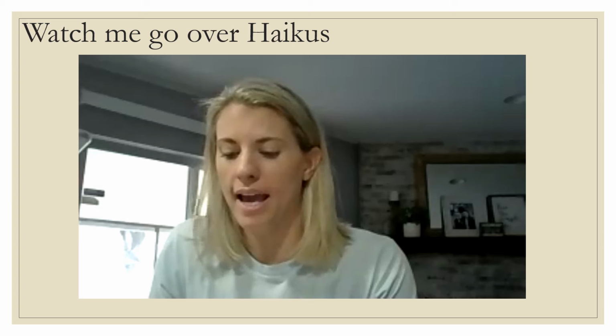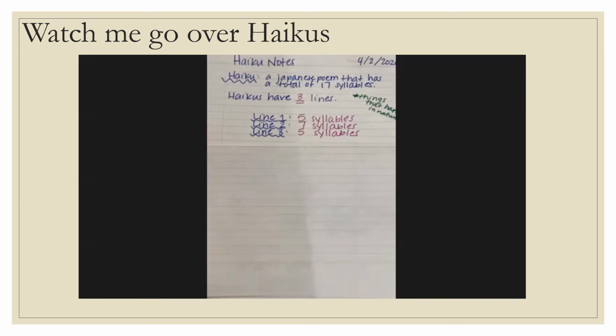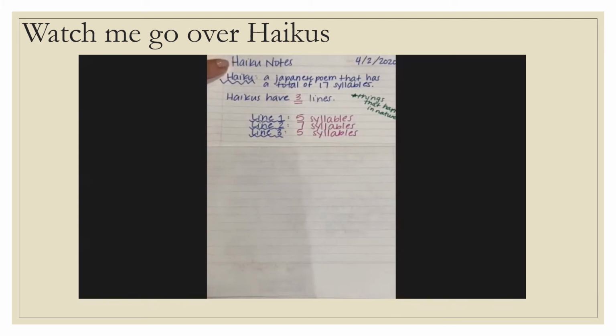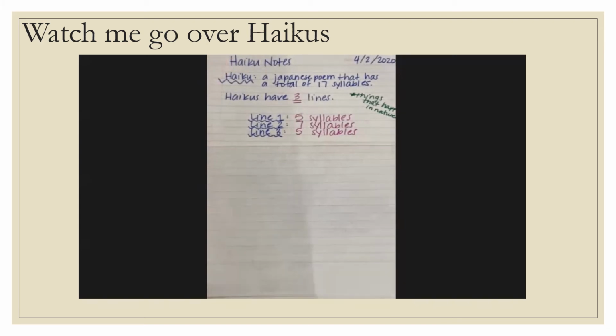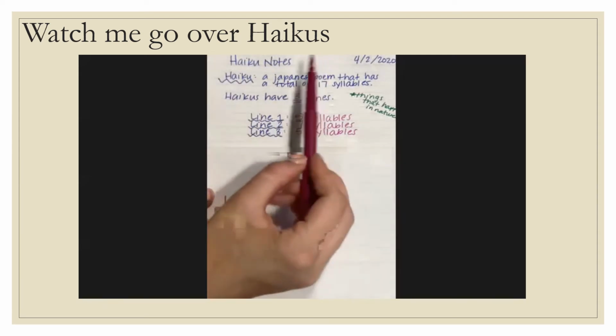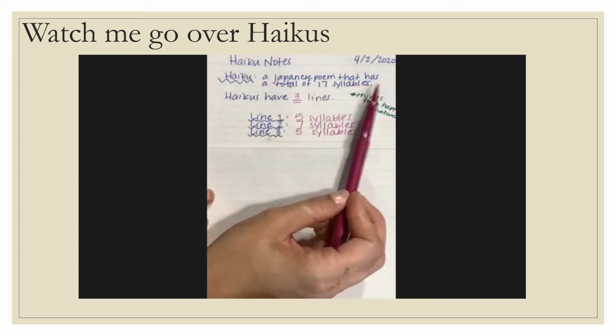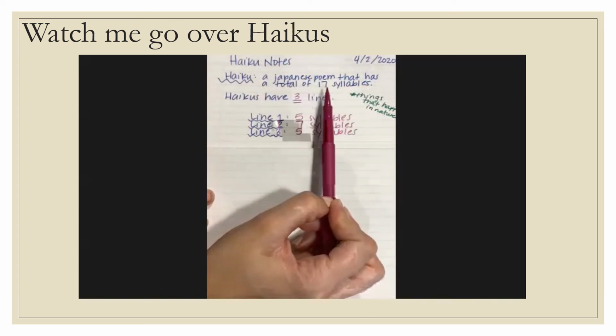So I have notes here for our new poetry lesson for today, and we're going to be talking about haikus today. Haiku. Now, a haiku is a special poem just like cinquains. Haikus originate from Japan. So they're Japanese poems, and what makes them unique is that in the whole poem, it only has 17 syllables. You can see that here, a Japanese poem that has a total of 17 syllables.